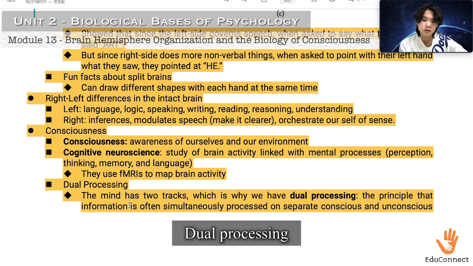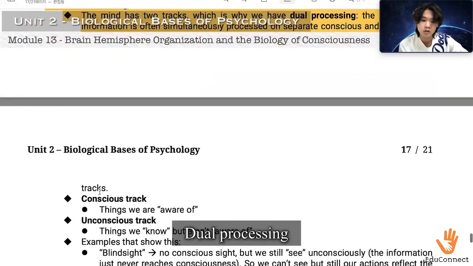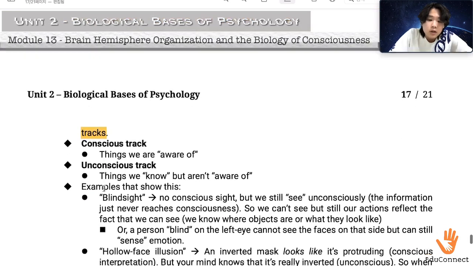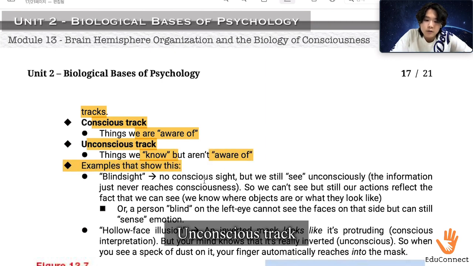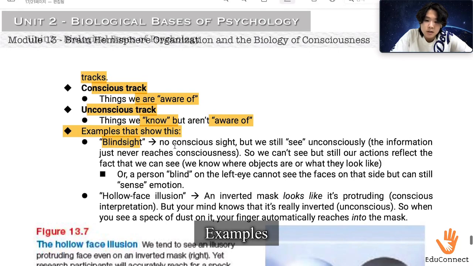Dual processing is about how the mind has two tracks. The principle is that information is often simultaneously processed on separate conscious and unconscious tracks. The conscious track is things we are aware of. The unconscious track is things we know but aren't actually aware of. An example is blindsight: no conscious sight, but we still see unconsciously. The information just never reaches consciousness. So we can't consciously see, but our actions still reflect that we can see, so we know where objects are or what they look like.